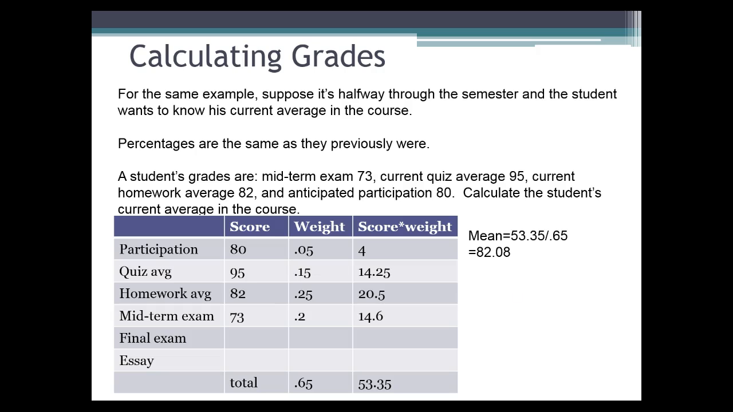And if you want to figure out what the student needs in order to get a certain grade in the class, what you can do is plug in x's here. So a score on the final exam of x, essay of x, plug in those weights, and you get an algebra equation that you can set equal to 89.5 for an A-.